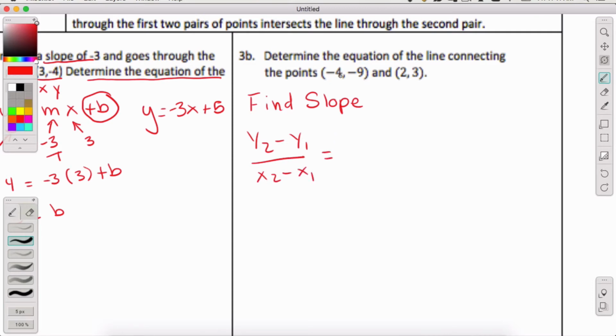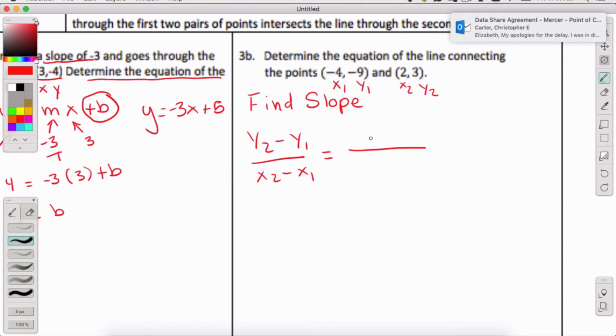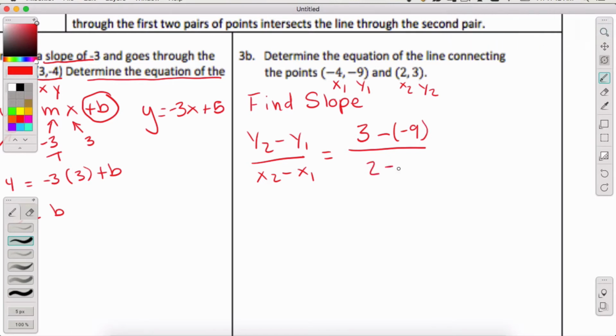So first we need to determine what's our y2s, what's our y1s, and so on. So I'm going to take this first coordinate point and make this my x1 and my y1, and this my x2 and my y2. Now I'm going to substitute these values into their correct spot in this equation. So I'm going to put 3 minus -9 over 2 minus -4. And once you simplify, you end up with 2.